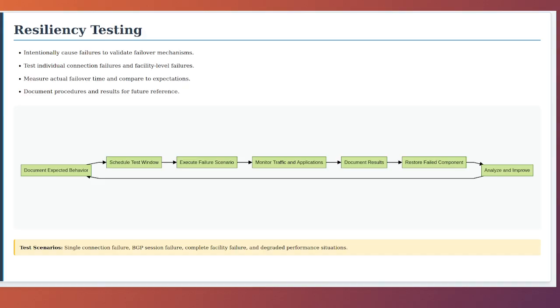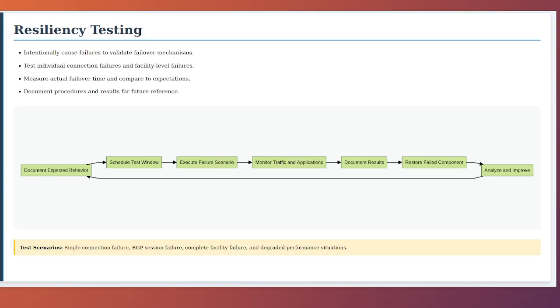The simplest test is to intentionally disable one Direct Connect connection when you have redundant connections. You can do this by administratively shutting down the interface on your router or by disabling the BGP session. Monitor your traffic to verify that it seamlessly shifts to the backup connection. Measure how long the failover takes. With properly configured BGP and BFD, failover should occur in seconds. Check that all applications continue to function and that users do not experience significant disruption.